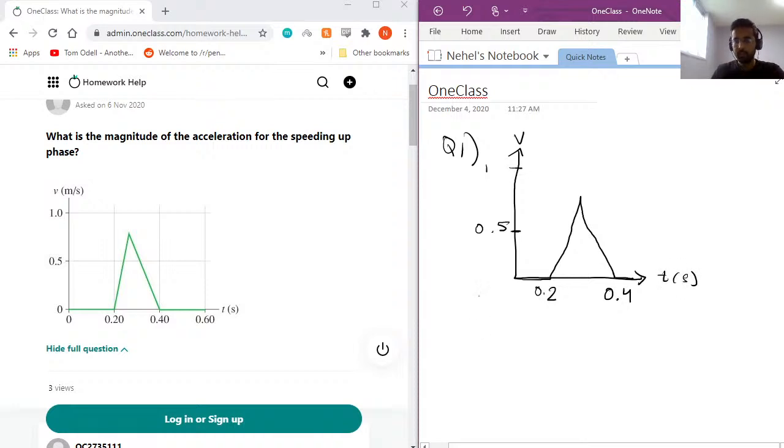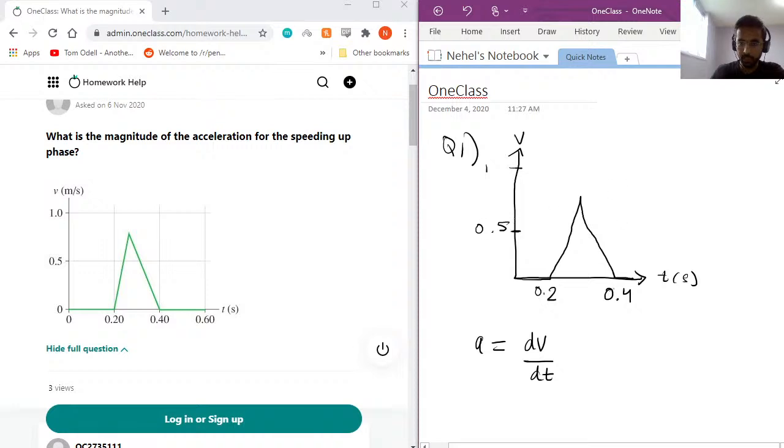Okay, so in order to do this question, we need to know first of all what the formula for acceleration is. So acceleration is nothing but the rate of change of velocity. So from the definition, we would say that acceleration is nothing but the rate the velocity changes, so delta v over delta t. Okay, so in the question, they ask us for the speeding up phase.